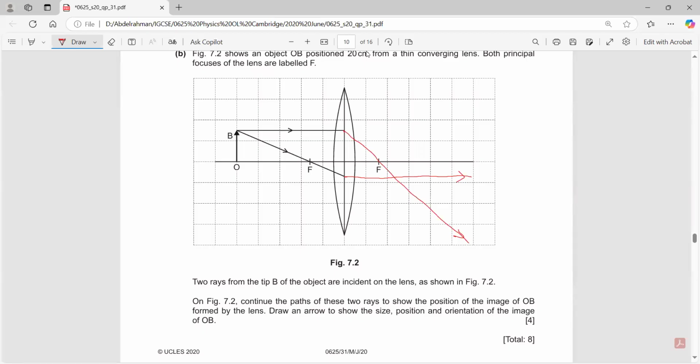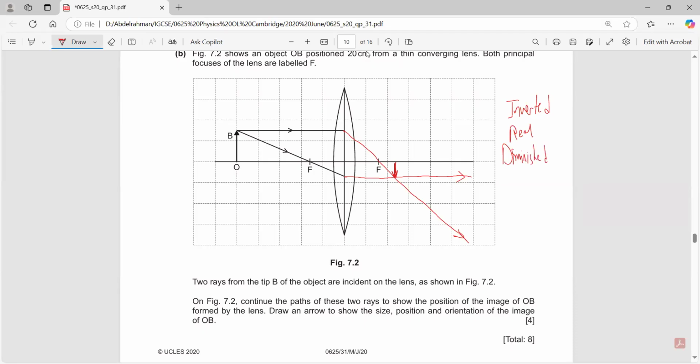If you do not use your ruler, then it would be a wrong answer. And the image would appear on this side. So this is the image. How do I know this image? Can I state three properties of this image? Yes, I can. First of all, it's inverted. It is real. And for this image, we will say it's diminished.